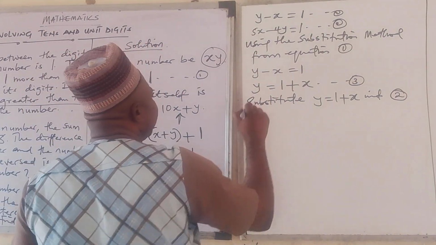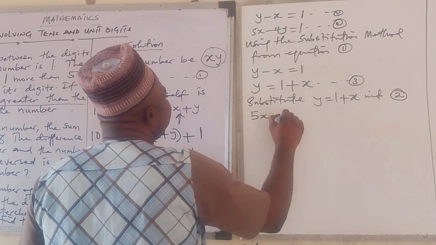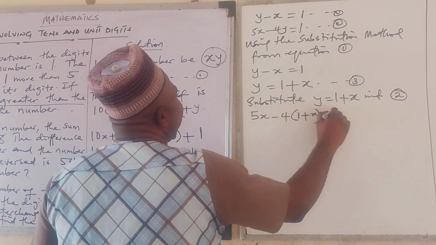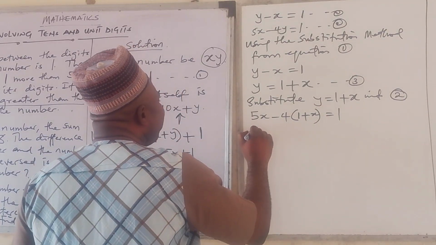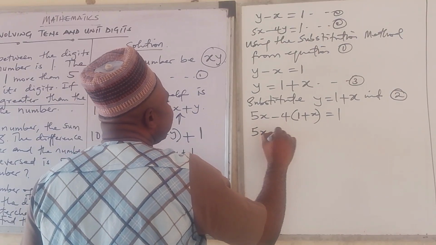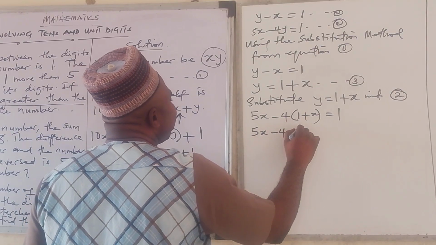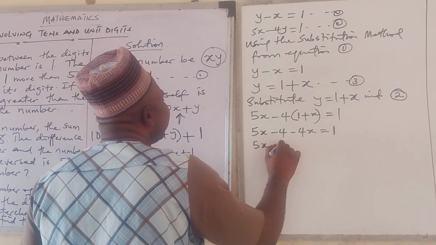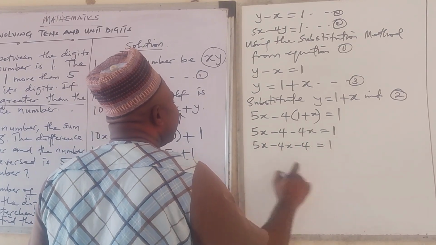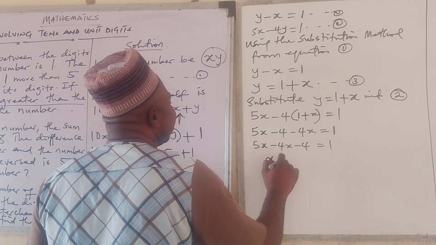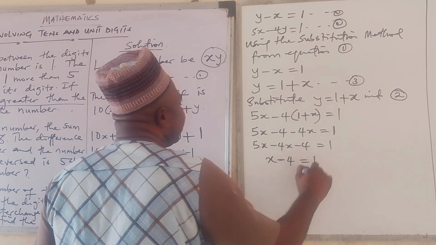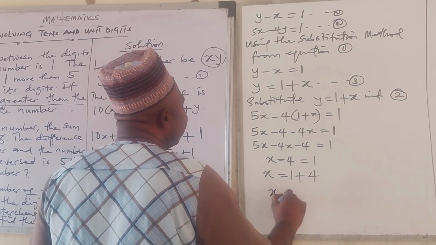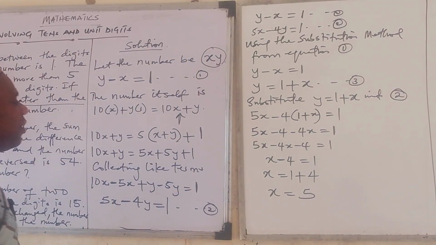So now in equation 2, we have 5x minus 4 in bracket, the value of our y, which is 1 plus x, and it's equal to 1. So here we have 5x minus 4 times 1 is minus 4. Minus 4 times x is minus 4x is equal to 1. So here we have 5x minus 4x minus 4 is equal to 1. 5x minus 4x is x. So we have x minus 4 is equal to 1. So x will be equal to 1 plus 4. And the value of x is equal to 5.